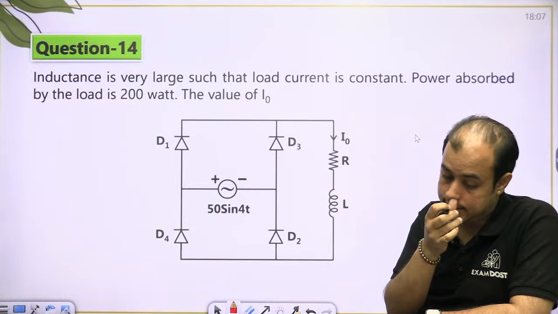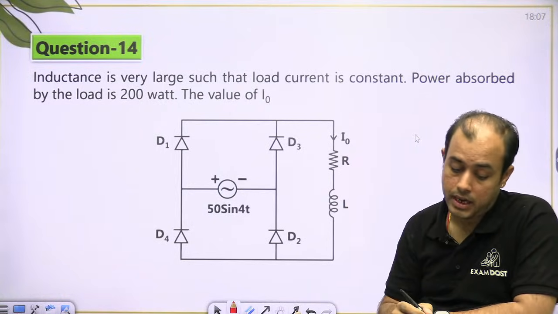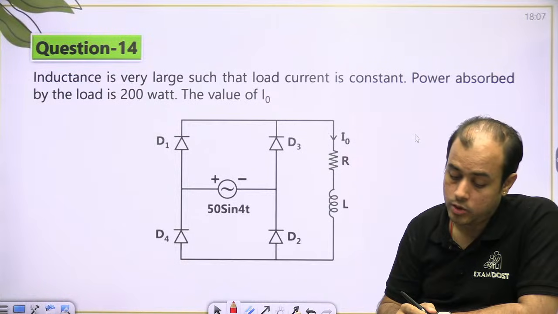Inductance is very large such that load current is constant, power is 200 watt. What is the value of I naught?